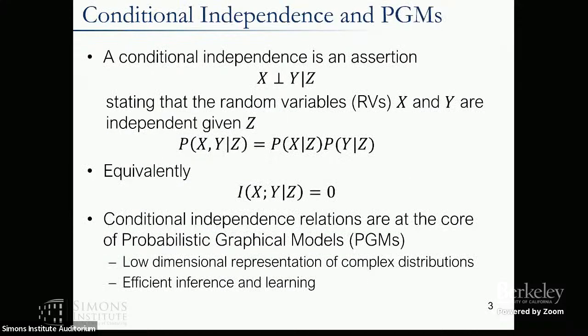Okay, so I'll start. I don't have to say a lot about conditional independencies. We know that this is important in graphical modeling. Basically, conditional independence relations are precisely what enables this low-dimensional representation of complex distributions and allows for efficient inference and learning. In this talk, we will say that if X, Y, and Z are three disjoint sets of random variables, then X and Y are conditionally independent given Z if the associated conditional mutual information is 0.